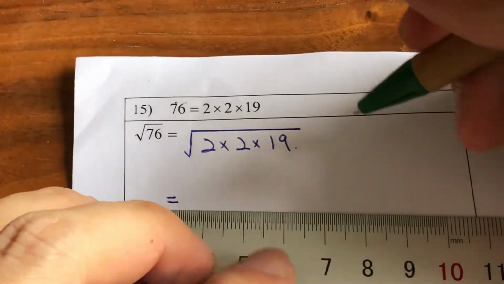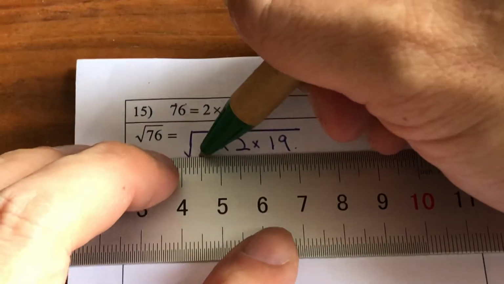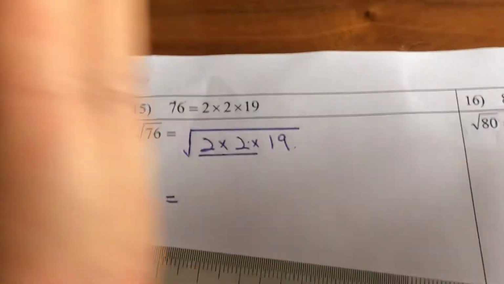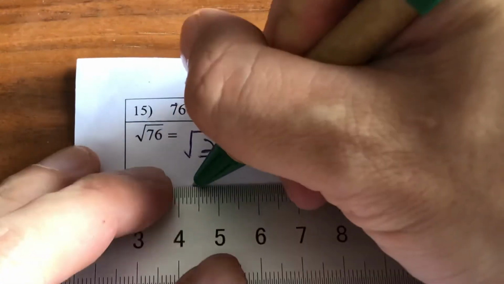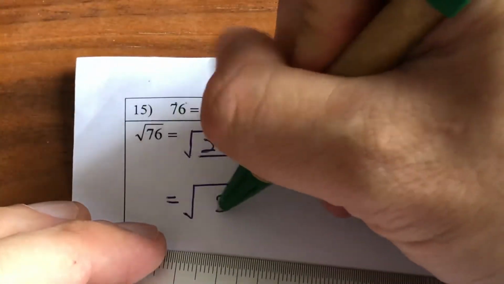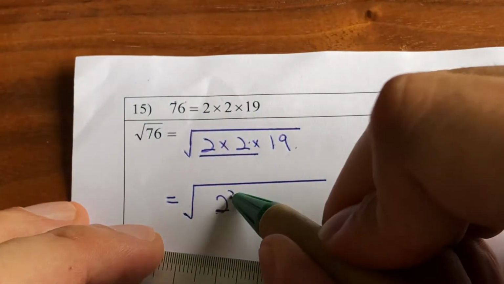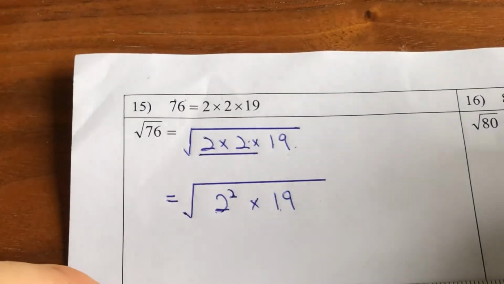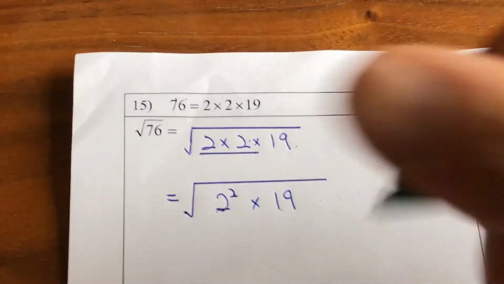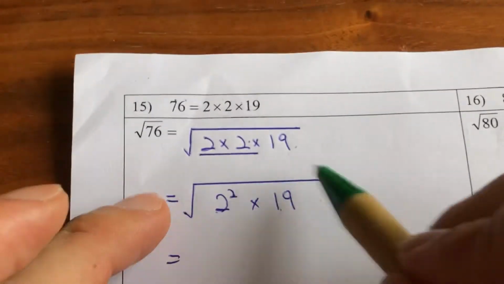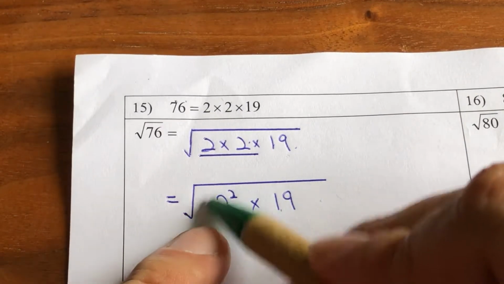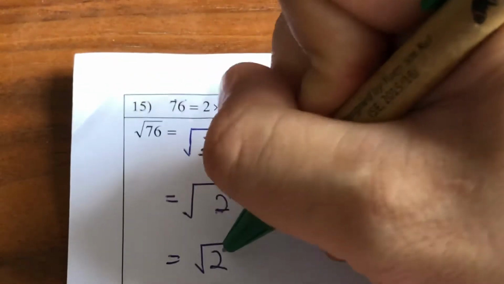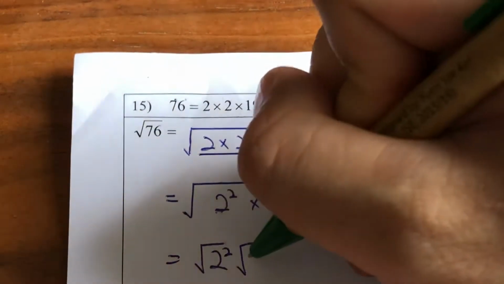Now, you have to look for those that are the same. So you see that we have 2 and 2. These two are exactly the same, so you could group them into the same group. 2 times 2, you may group into 2 to the power of 2. Okay? And then times 19, copy this at the back. After that, you may separate the two square roots. The first has the square root, and the second also has the square root. So we have square root of 2 to the power of 2, times square root of 19.